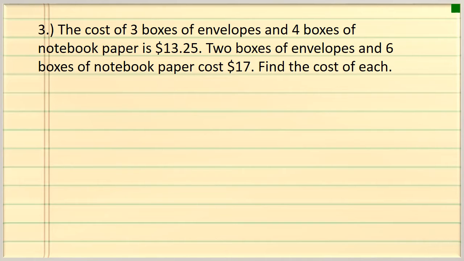All right, here's a word problem that has an actual story to it. I'm assuming that you've already finished solving number 2, and you'll bring your answers to class, and we'll check to see if we agree on what X and Y are equal to. Number 3 says, the cost of 3 boxes of envelopes and 4 boxes of notebook paper is $13.25. 2 boxes of envelopes and 6 boxes of notebook paper cost $17. Find the cost of each. All right, so I'm going to have E stand for envelopes and N stand for notebook paper.